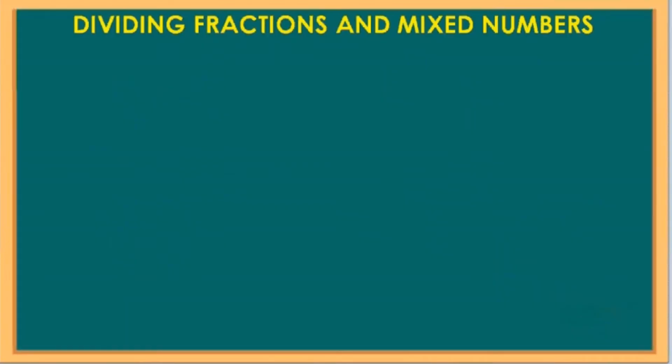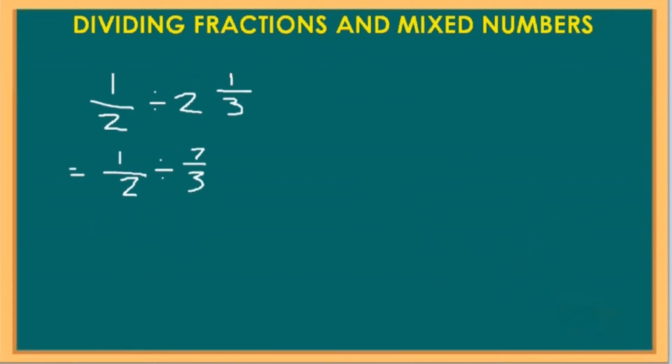Dividing fractions and mixed numbers. Suppose we have 1/2 divided by 2 and 1/3. Copy 1/2 divided by. So 2 and 1/3 becomes 7/3 because 3 times 2 is 6 plus 1 is 7. So we have 7 and copy the denominator. We have 3, 7/3.